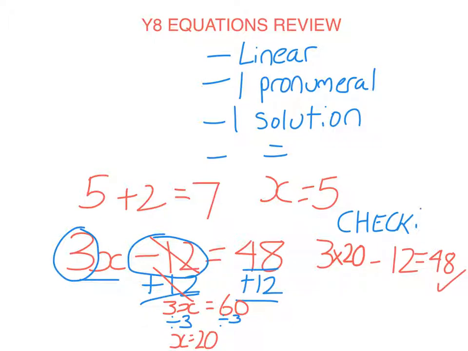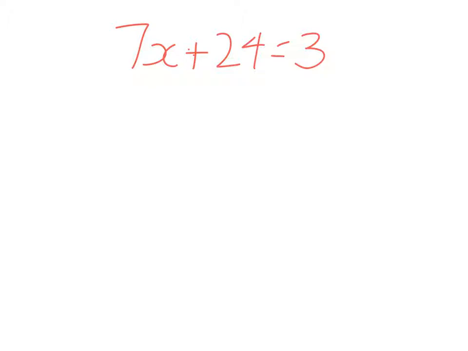The other way you can do a question like this is using the flowchart method. I'll now show you an example of that. So let's say I have this equation here, 7x plus 24 equals 3.